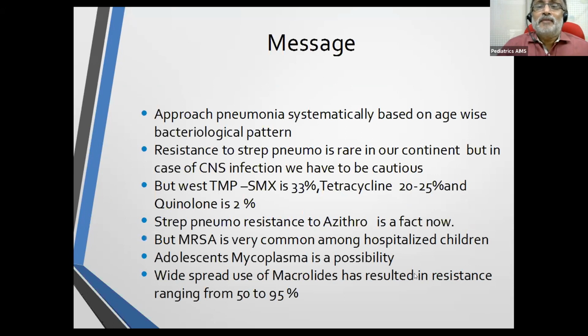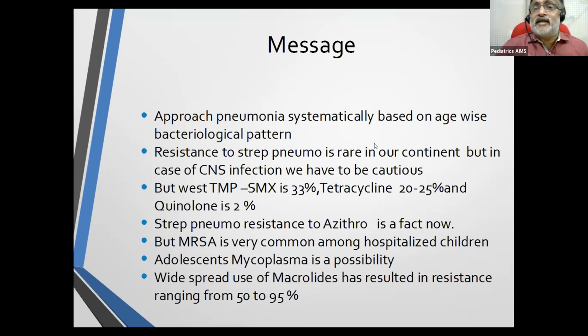The good news for you: ofloxacin was started at 10 mg per kg and the child became afebrile within 48 hours. So the message is quite clear. You have to manage pneumonia systematically based on the age-wise bacteriological pattern analysis by IAP. Resistant strep pneumo is rare in our continent, but it is there. Especially if you are suspecting a strep pneumo, you have to cover with an antibiotic that can penetrate into the CSF, maybe vancomycin, be cautious.